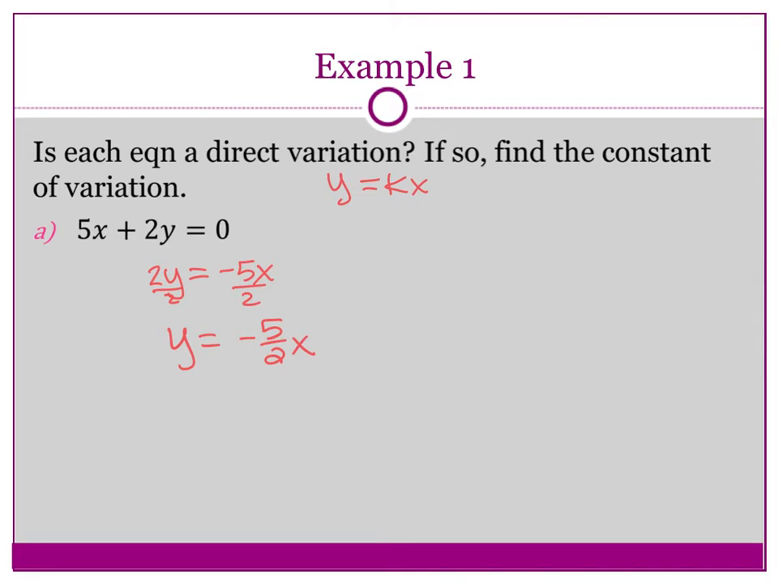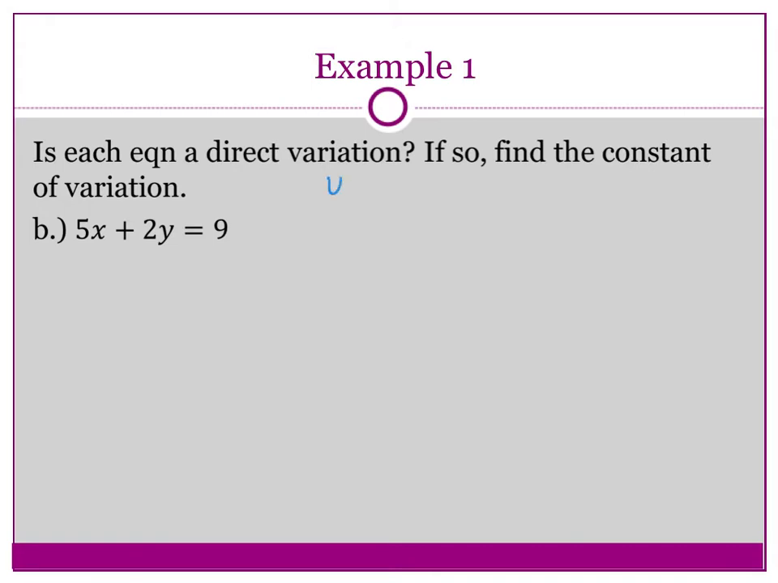So if you notice, I have an equation that looks very similar to this up here. I have my y equals, I have a negative 5/2, which is my k value, and I have my x. So this negative 5/2 is our constant. So I'm going to say over here, because it asks for a constant of variation, k equals negative 5/2. For part B, it wants to know if this equation is a direct variation equation.